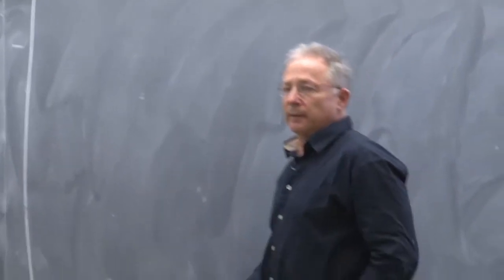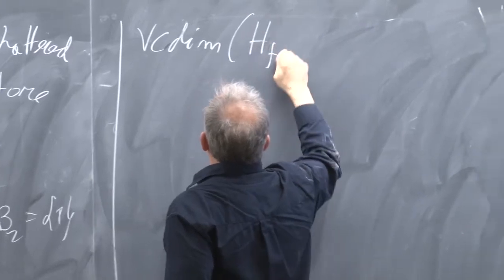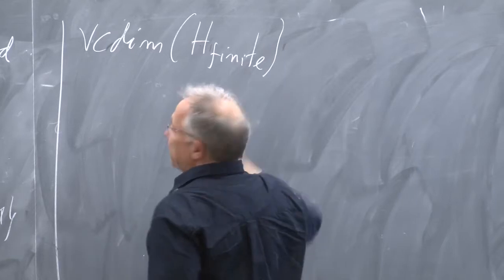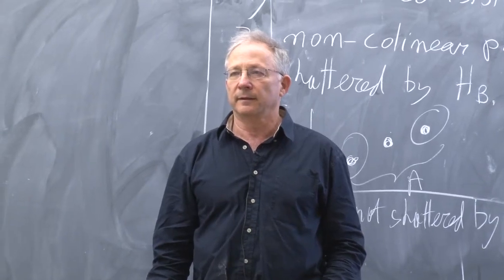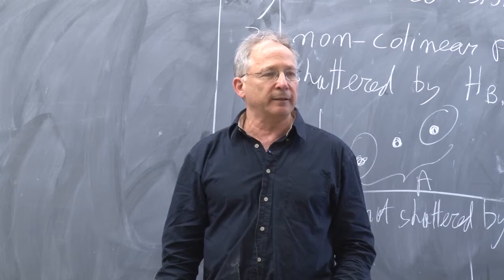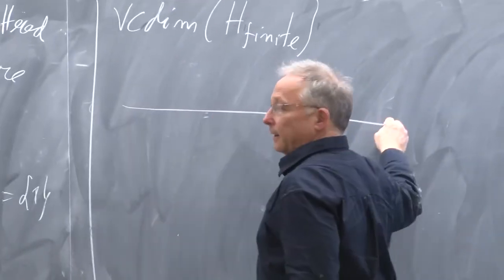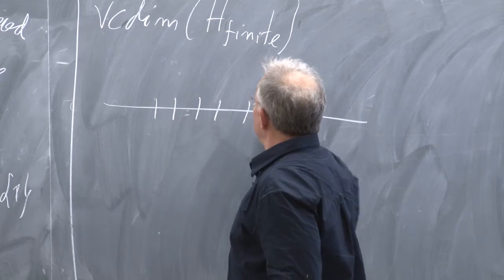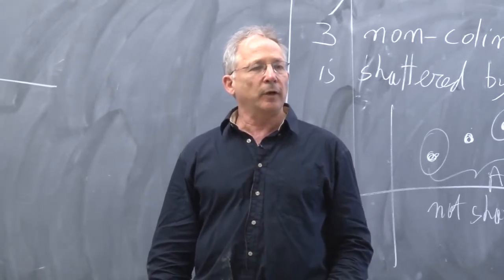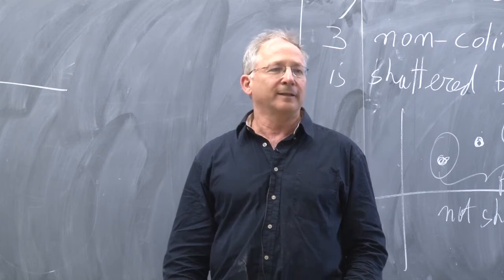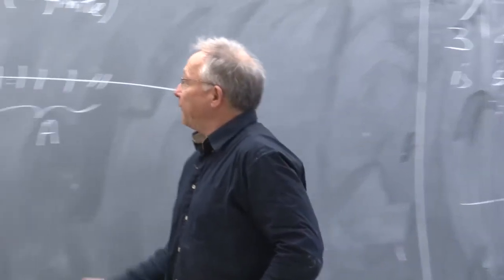What is the VC dimension of H finite? You remember that was the set of all finite subsets of the line. What sets can be shattered by finite sets? So we are on the real line again, and I pick some set A. Can it be shattered by the collection of all finite sets? What is the requirement from A to be shattered? Yes? A is finite.